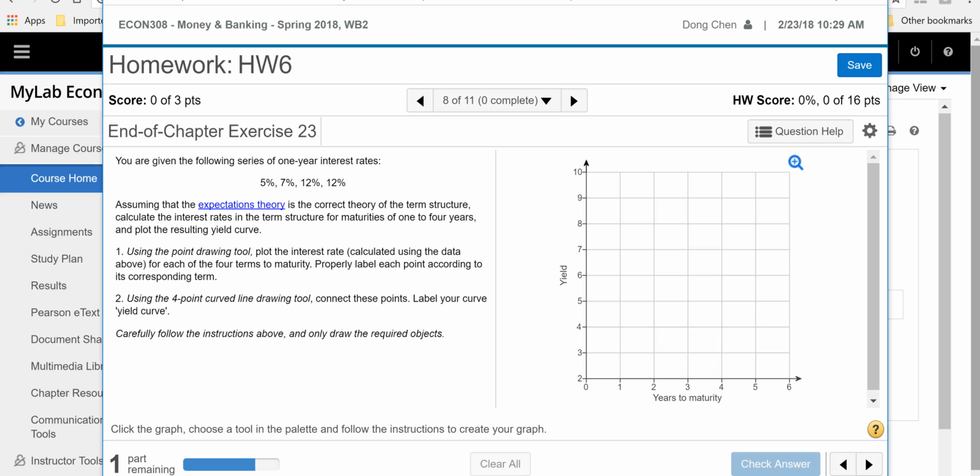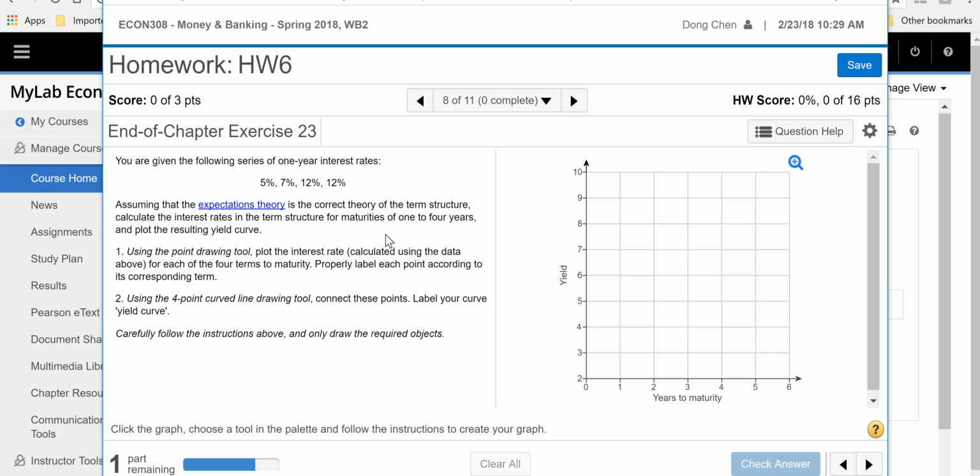This is question number 8 of homework 6. For chapter 6, you are given the following series of 1-year interest rates: 5%, 7%, 12%, and 12%. Assuming that the expectations theory is the correct theory of the term structure, calculate the interest rates in the term structure for maturities of 1 to 4 years and plot the resulting yield curve.